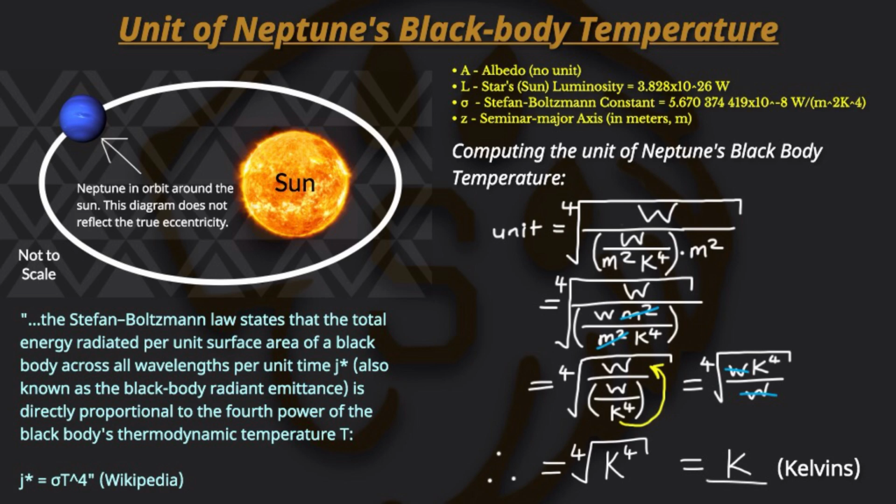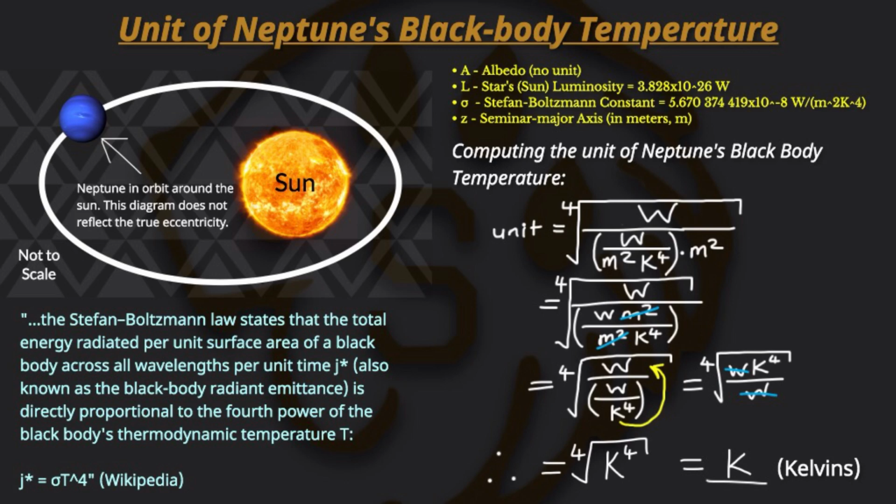So that's why we're now left with the fourth root of the watts, which is for the luminosity L, over the sigma, which is the Stefan-Boltzmann constant there, multiplied by the semi-major axis, which is in meters, and then we square it because it was squared in the formula, so we say meters squared, or square meters, and then that will be equal to that.